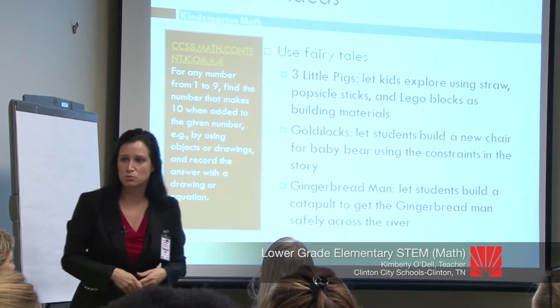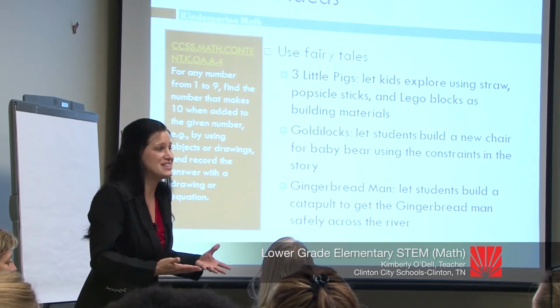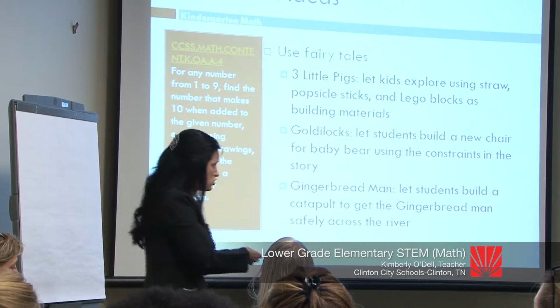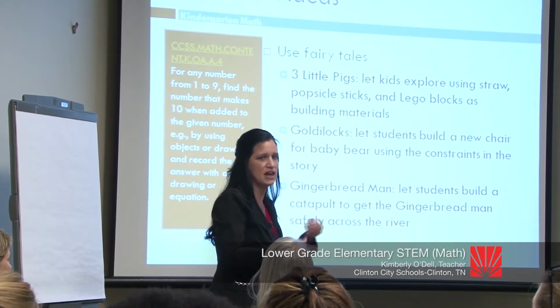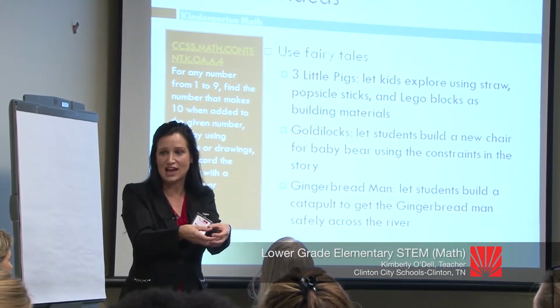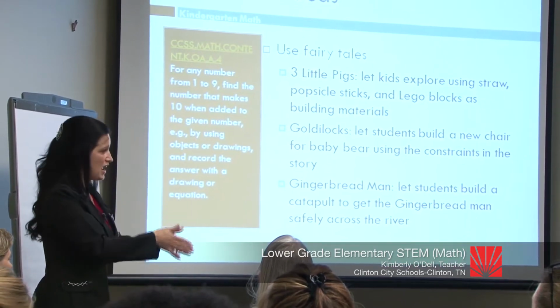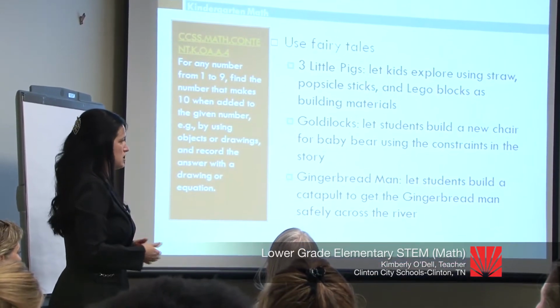So they already have 2 pieces of straw. They go to the table. Now they've got to count up, right? They have their 2, so they're saying 3, 4, 5, 6, 7, 8, 9, 10. Now, how many did I just add to it? They draw the picture. They add it to their equation. They now have 10 pieces of straw.